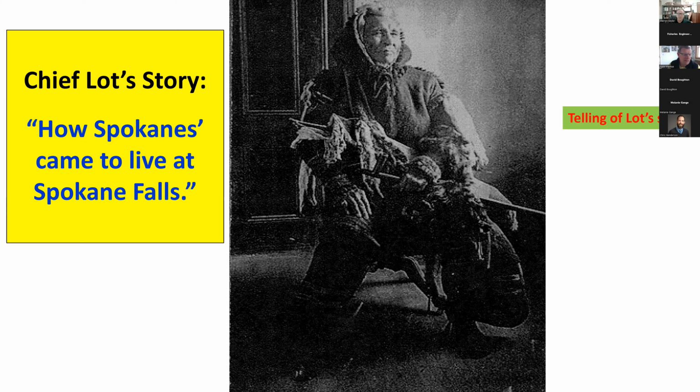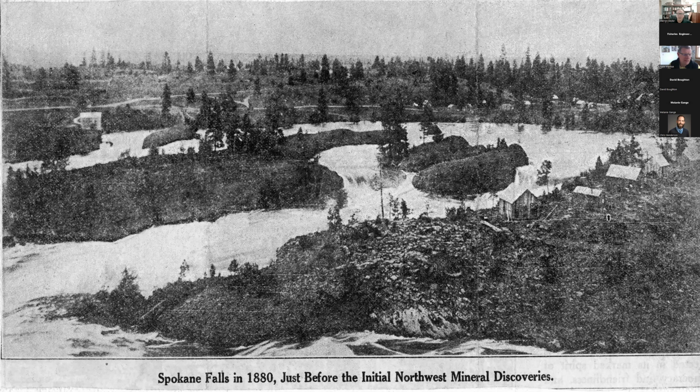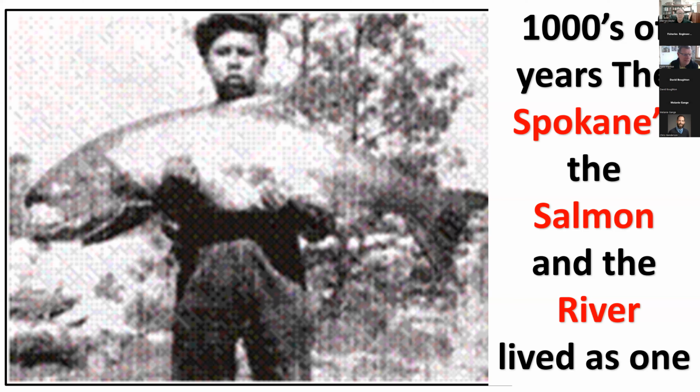This is a photo taken in the late 1800s. And from that time to now, the Spokane, the salmon, and the river live together as one. This is the size of salmon, and sometimes larger, that came up by the thousands, tens of thousands, into the inner parts of the inland Northwest, up the Columbia, up the Spokane, up the Little Spokane, the tributaries. And this is what fed the people of this continent, or this part of the continent, for thousands of years.